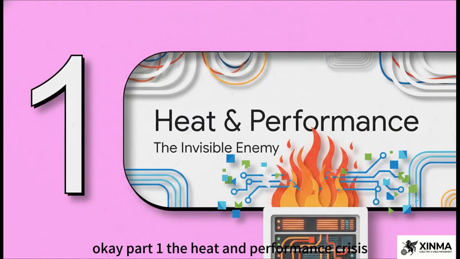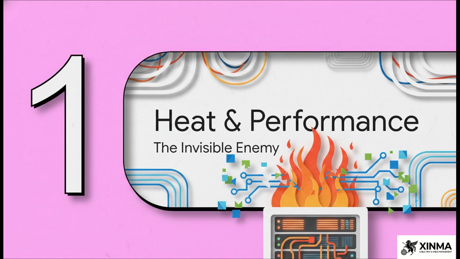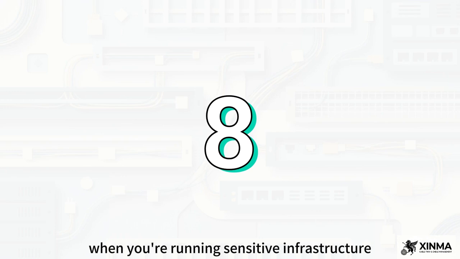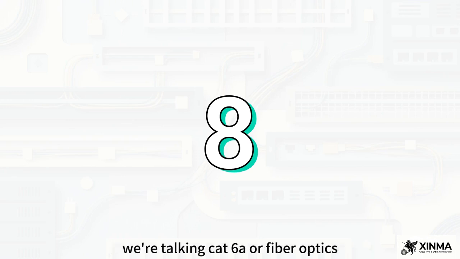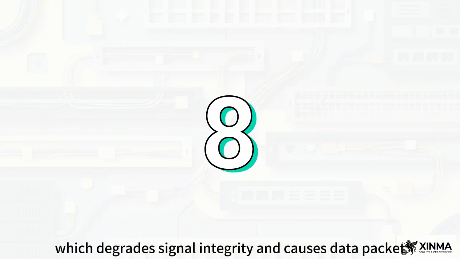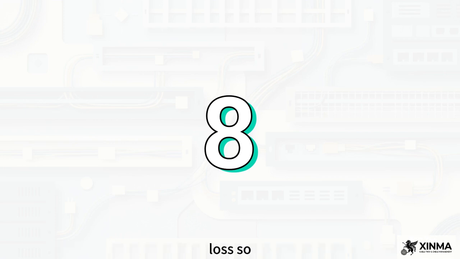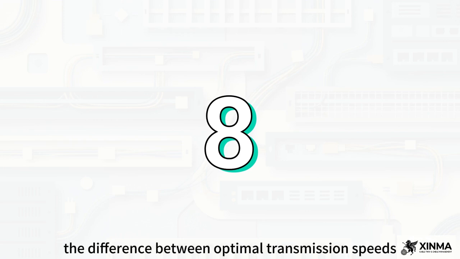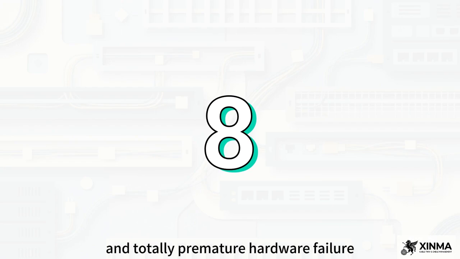Okay, part 1, the heat and performance crisis. Look at this number, 4 to 8 degrees Celsius. When you're running sensitive infrastructure, we're talking Cat 6A or fiber optics. This isn't just some random data point. It's literally your network's lifeline. The data explicitly highlights that operating even a few degrees too hot actually increases resistance inside the copper, which degrades signal integrity and causes data packet loss. So this specific 4 to 8 degree margin directly dictates your channel performance and the overall service life of your cables. It is literally the difference between optimal transmission speeds and totally premature hardware failure.